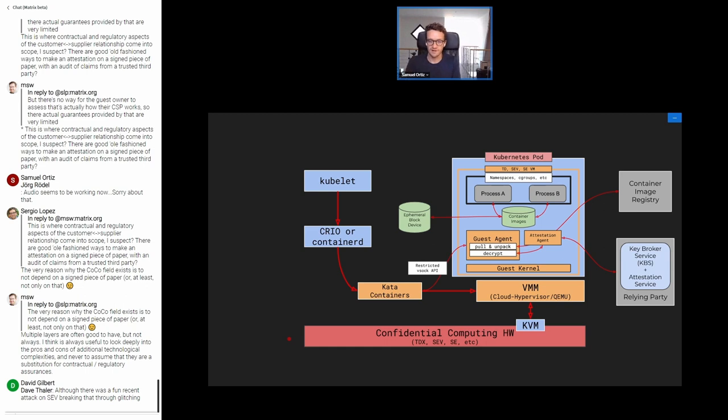Now we have a model where the host no longer sees the container images, is no longer able to tamper with the container images or even the metadata associated with the container image layers. So it wouldn't be able to force the guest and the pod into mounting different layers in different orders and play with this in order to exploit the guest. So the host no longer sees the pod memory. It no longer sees the container images.